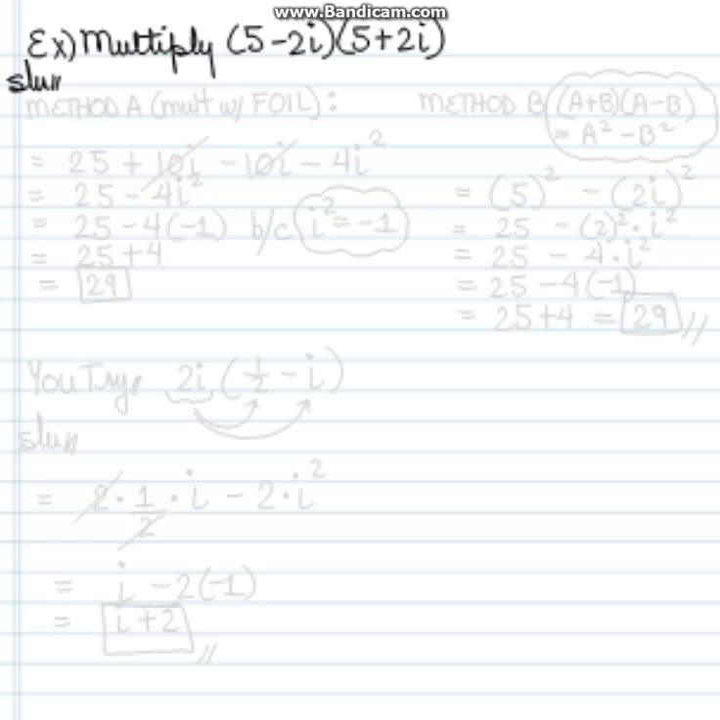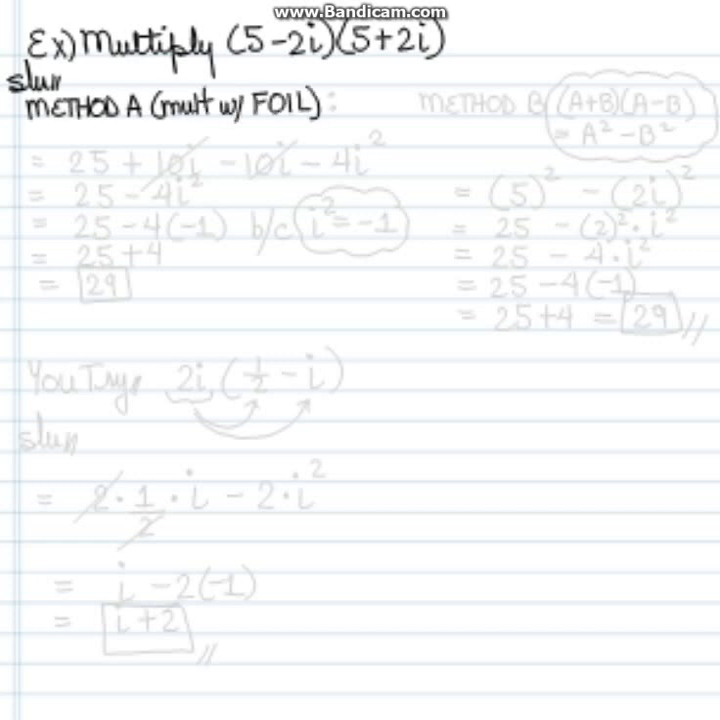Since we have two terms in the first parenthesis times two terms in the second, our method for distribution and multiplication is FOIL: first times first term, outer times outer term, inner times inner term, last times last term. Now I'm going to call this method A because I'll show you a shortcut with method B in a few moments. Okay, so method A, which we're going to start with, is multiply with FOIL.